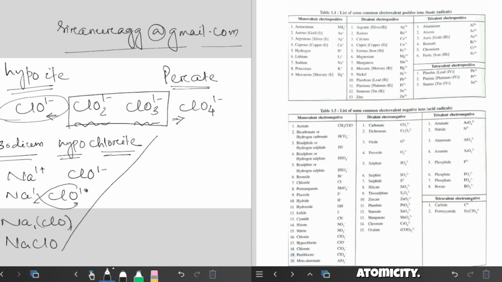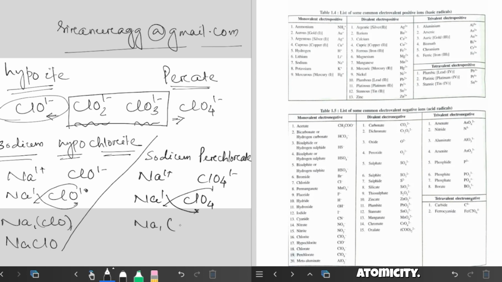Similarly, if I write sodium perchlorate, then for sodium we will write Na1 plus, and for perchlorate we will write ClO4 1 minus. So now it will be Na1 and ClO4 1. This one will come here, this will go there. So that will become Na1 ClO4 1, and it is NaClO4. So this is sodium perchlorate and this is sodium hypochlorite. Okay, sodium hypochlorite.